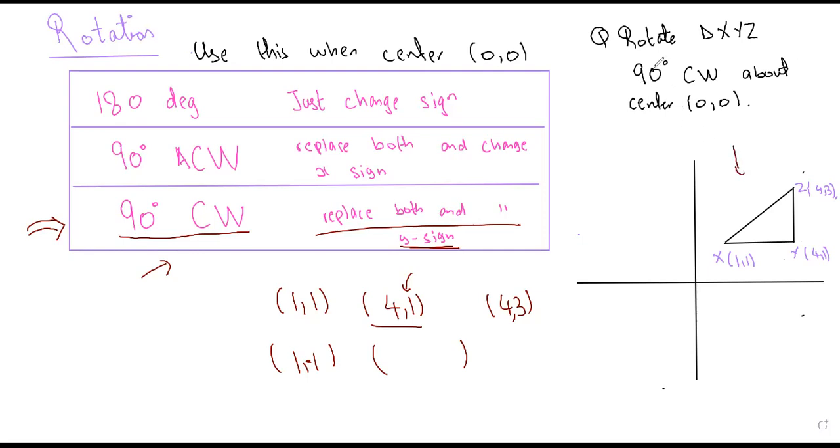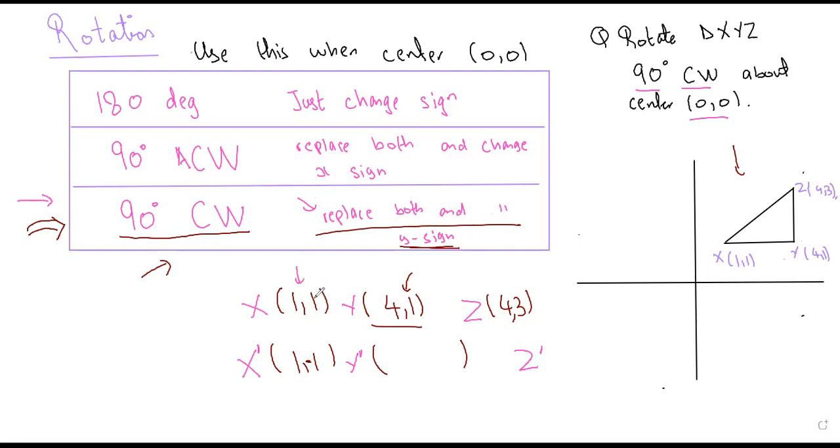And what are the 3 important things that they are given? In the clockwise direction, 90 degrees angle, center is 0, 0. So this means we would be focusing on the last row, on this row. Now we know that, let's say these are the coordinates of X, Y, and Z. We are interested in finding out the rotated coordinates. So in that case, let's follow this. Replace both and change Y sign.